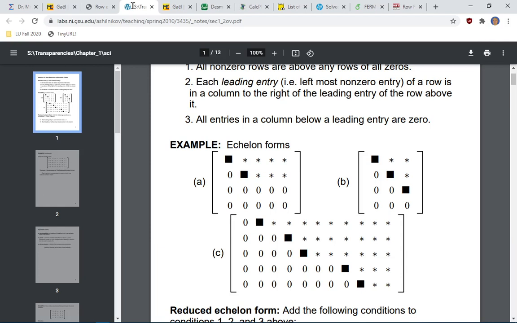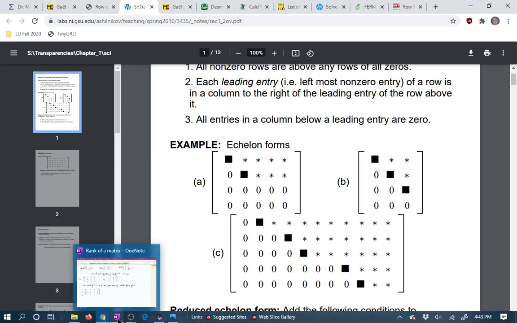We need to point out that regardless of how you come across your echelon form, the row rank is the same number. So even though 2 students can come across 2 different echelon forms out of the same matrix, the number of non-zero rows will be the same between their answers. We are not going to prove that right now. We're just going to accept it and move on, and perhaps later on we'll come back to that.